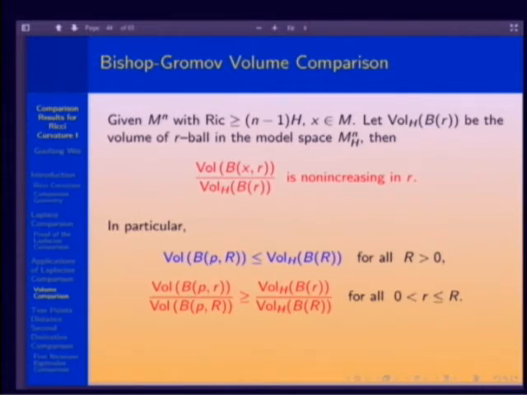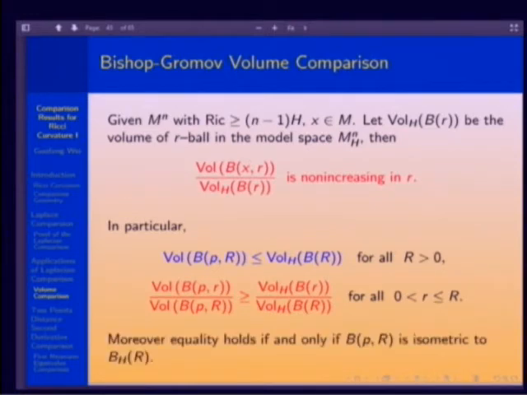This comparison has many, many applications. I'll list one of them, already mentioned in the last lecture: volume doubling in analysis, which is also very controlled in this case. Moreover, there is also rigidity, as in all the comparisons: if it's equal, then it's exactly isometric to the model. Once you have rigidity, you can study almost rigidity and so on.